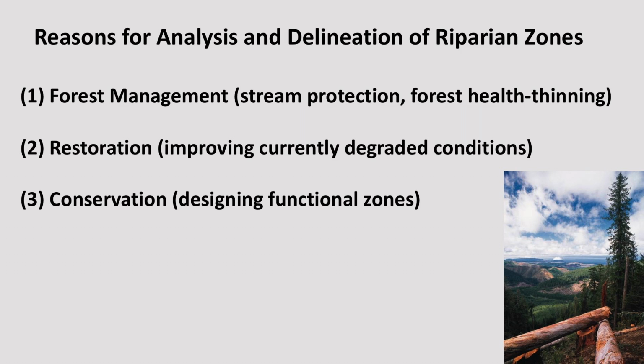But there are regulatory agencies that are worried about what's going to happen to the shade, to the thermal energy into the stream, and to wood recruitment if you go in there. Another reason is restoration to improve currently degraded conditions along streams. Agricultural areas in the lower 48, for example, are pretty much given a pass, so most of the regulations are on the forest community. And then there's conservation in general, to design functional riparian zones.